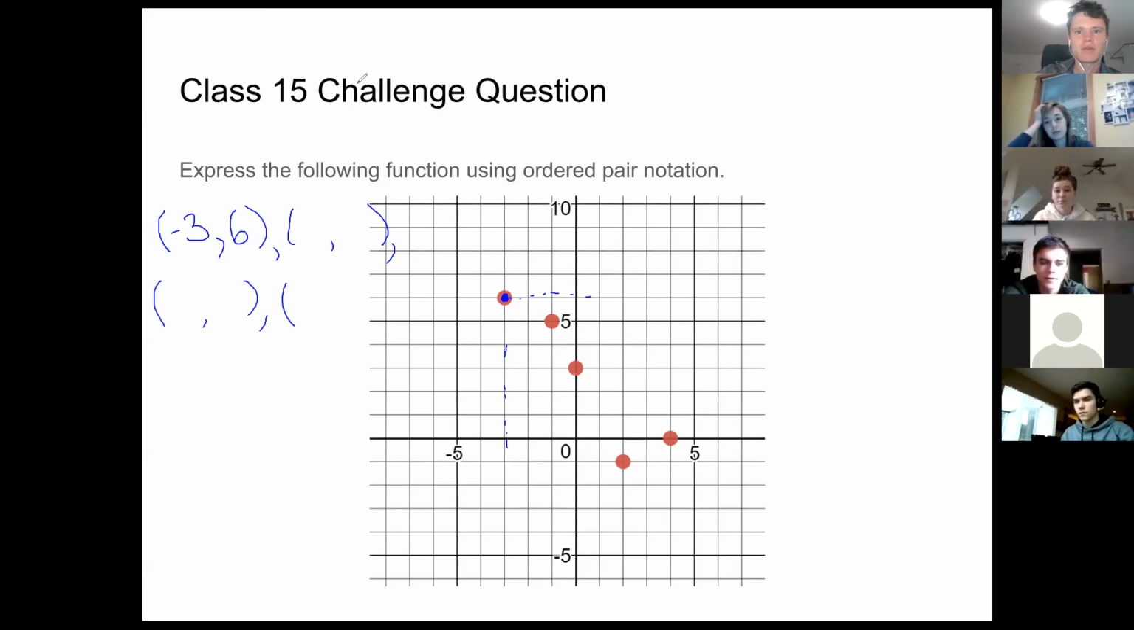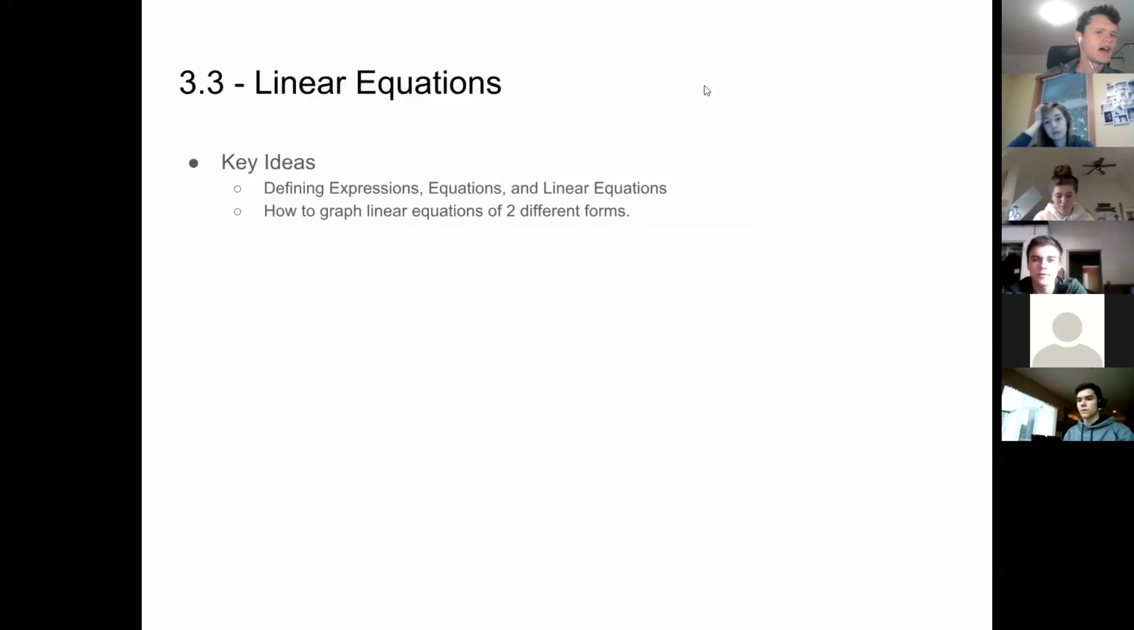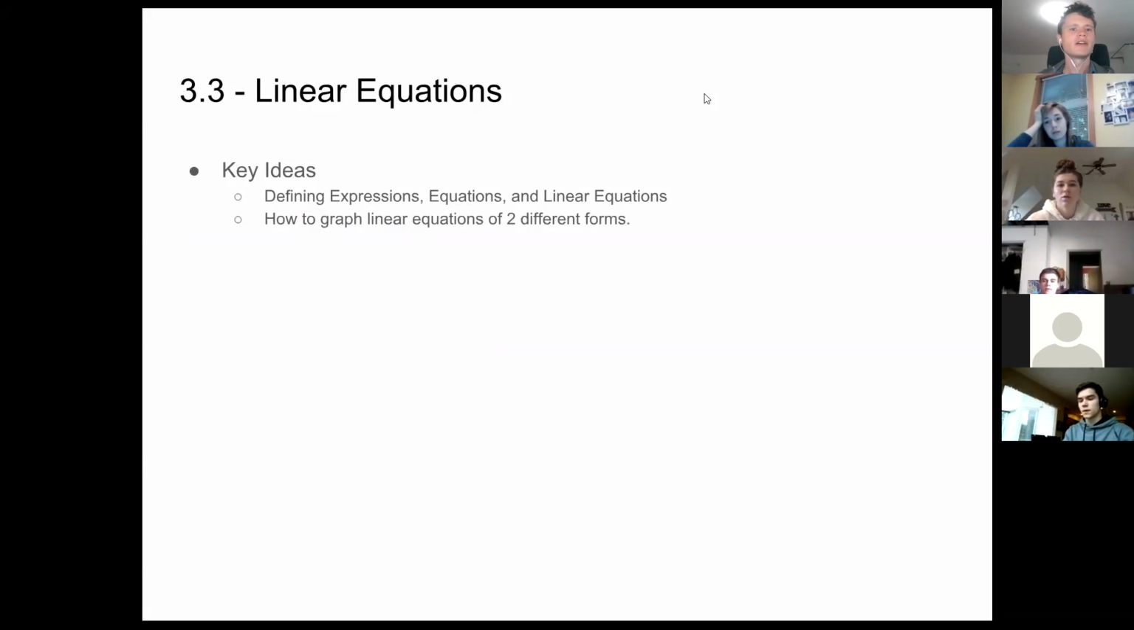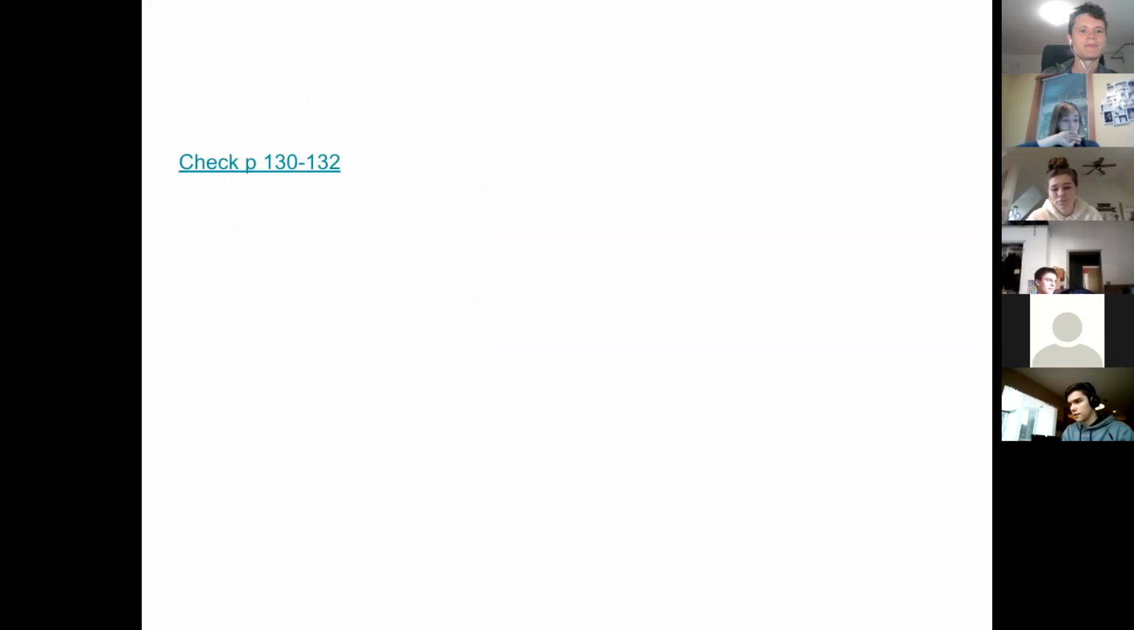We're gonna move on to 3.3. It's all about linear equations. And some of the key ideas here. First, defining these terms, the word expression, the word equation, and then of course, what is a linear equation in particular. And then how to graph linear equations of two different forms. So how to do it by hand, pen and paper, right? Pencil and paper. Should be using pencil in math class.